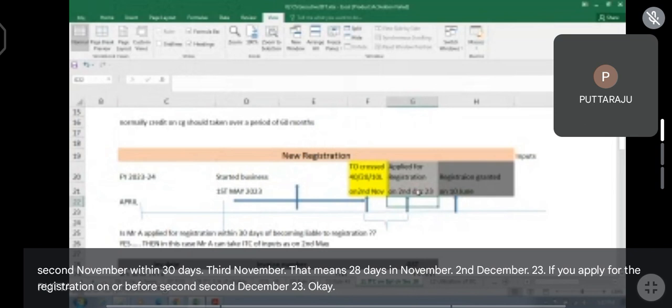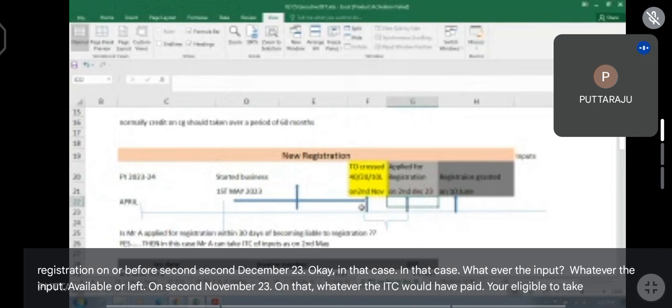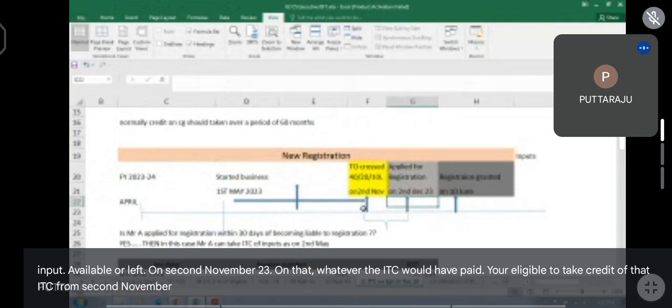in that case, whatever the input available or left on 2nd November 23, on that, whatever the ITC you would have paid, you are eligible to take credit of that ITC from 2nd November itself. Understanding or not understanding? Please tell me. Be honest, because it is not that easy.